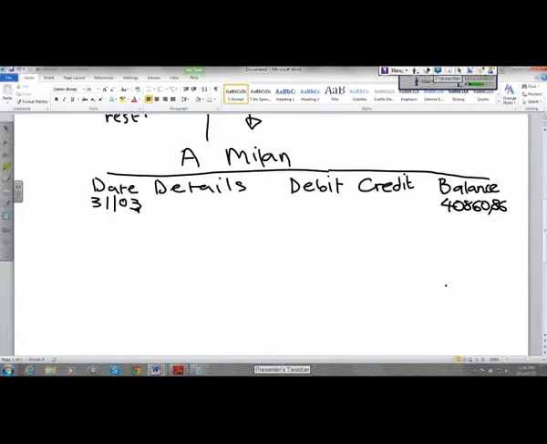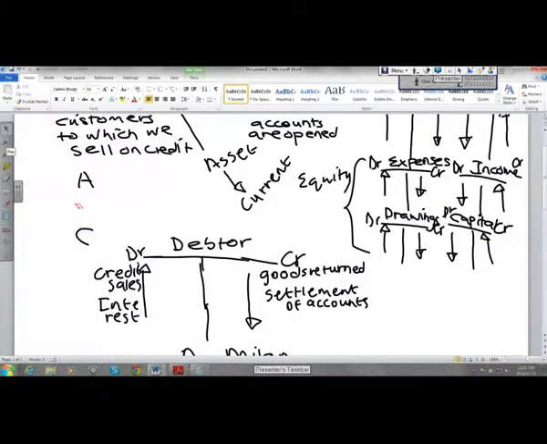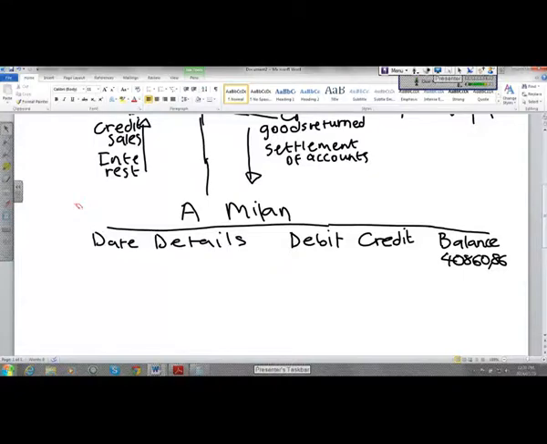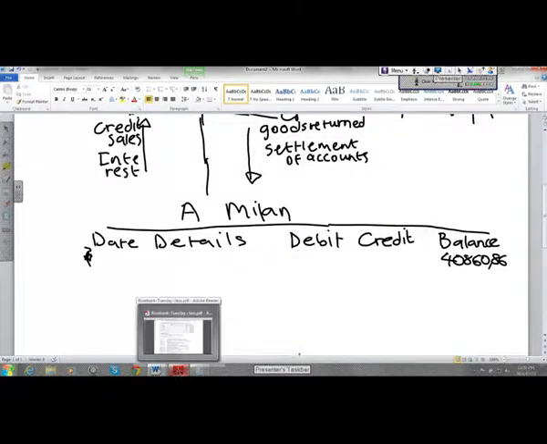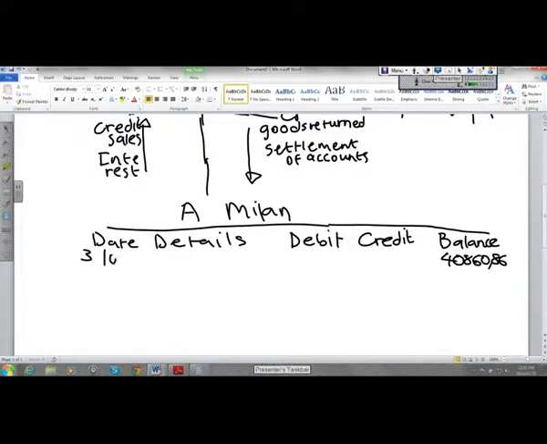They say the period, so let's just write the date fully. We're going to have 31st March 08. Under details we just write balance. So we actually just described what happened. This was the balance, that's how much Mr. Milan owed us.